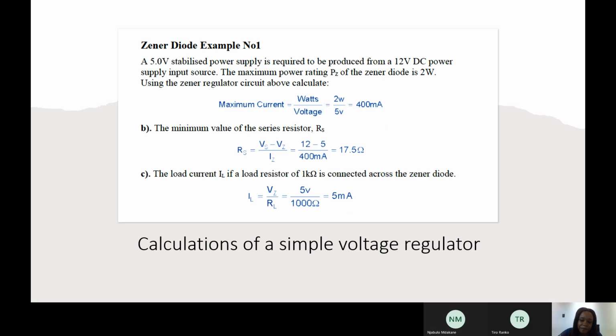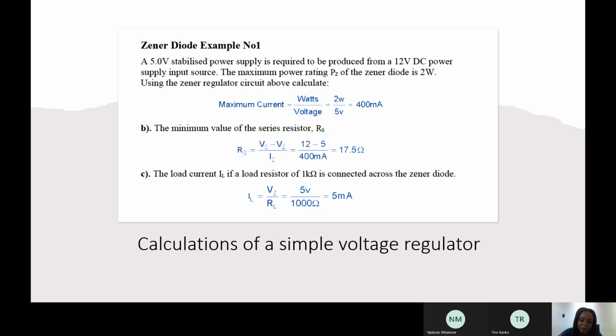So the minimum value of the series resistor R is equal to Vs, which is the supply voltage, minus VZ. VZ stands for the Zener diode voltage, which is the referred voltage. The referred voltage they told us is 5 volts. It has to supply 5 volts.